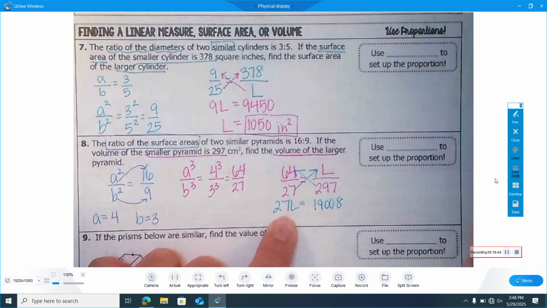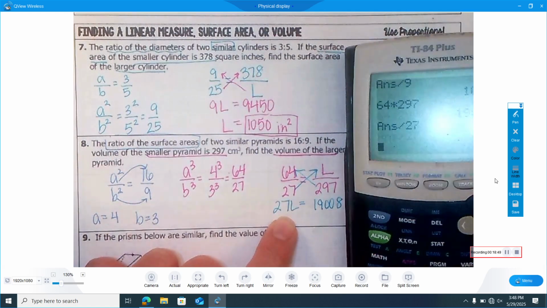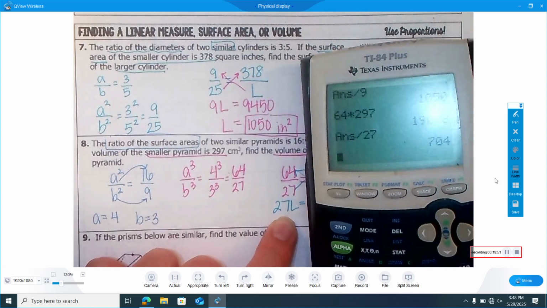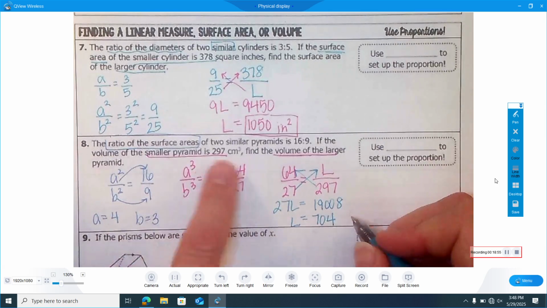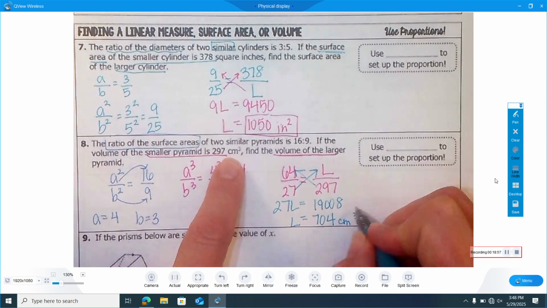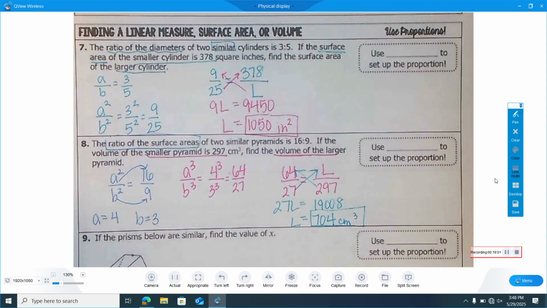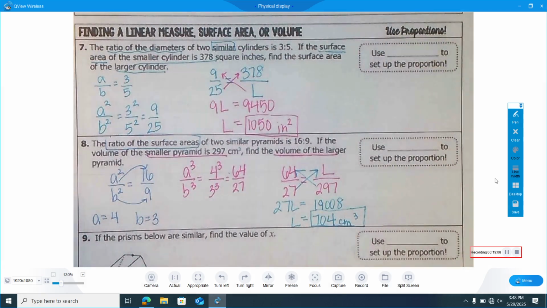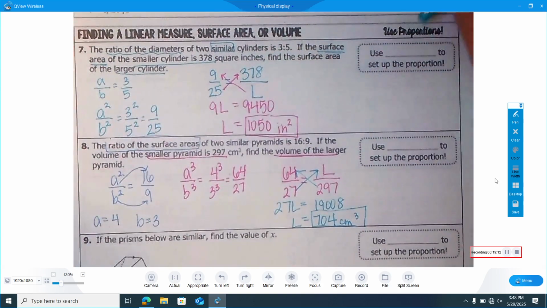19,008. And if I divide by 27, I get 704. So L equals 704, and these are centimeters cubed. The larger pyramid has a volume of 704. So this is kind of nice. We don't actually have to see the larger pyramid. We can just use these ratios to help us find the volume.